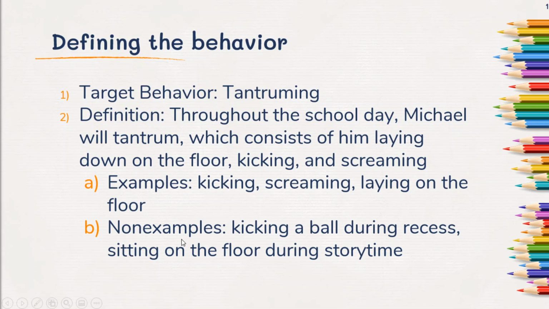Non-examples: when we get to non-examples, think about things that are considered part of his behavior but would actually be appropriate depending on the context. So an example of Michael tantruming is him kicking. However, if he's kicking a ball during recess, that does not mean that he's tantruming. Another example is him laying on the floor. However, if he's sitting on the floor during story time, this would not be considered tantruming. So these are both good non-examples.